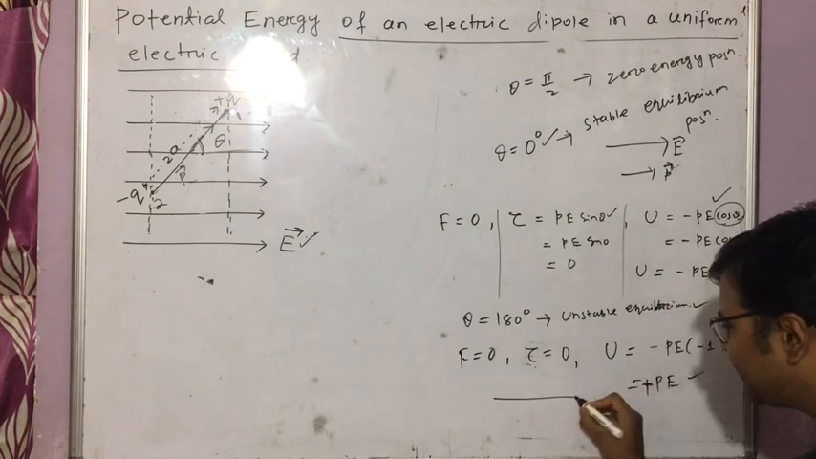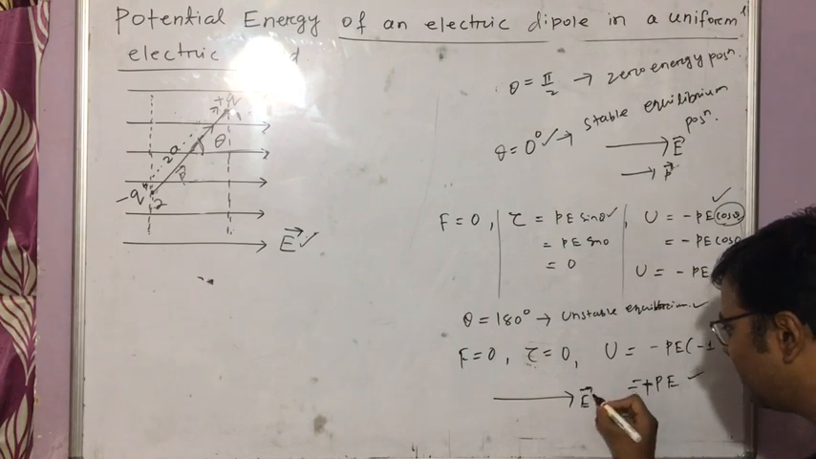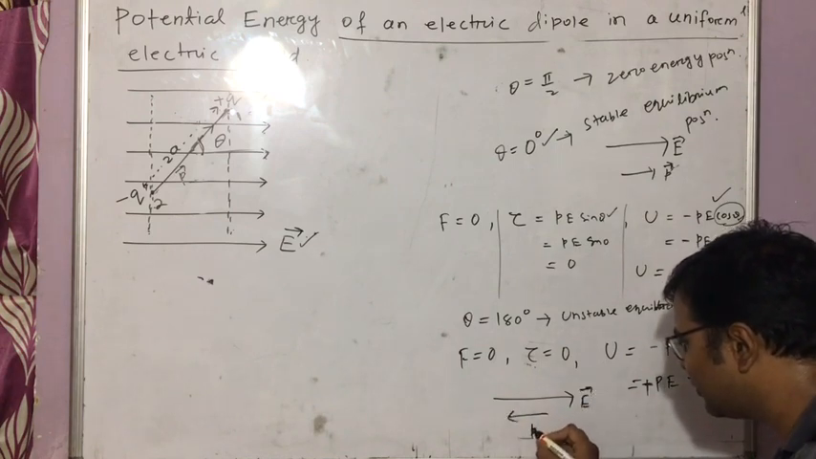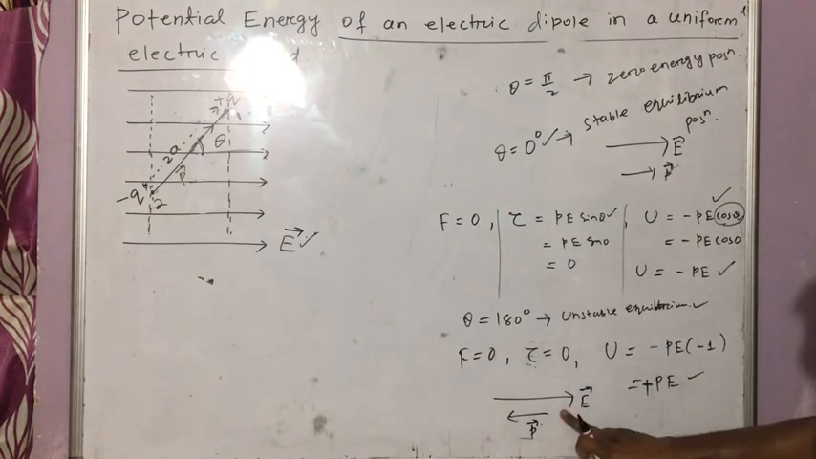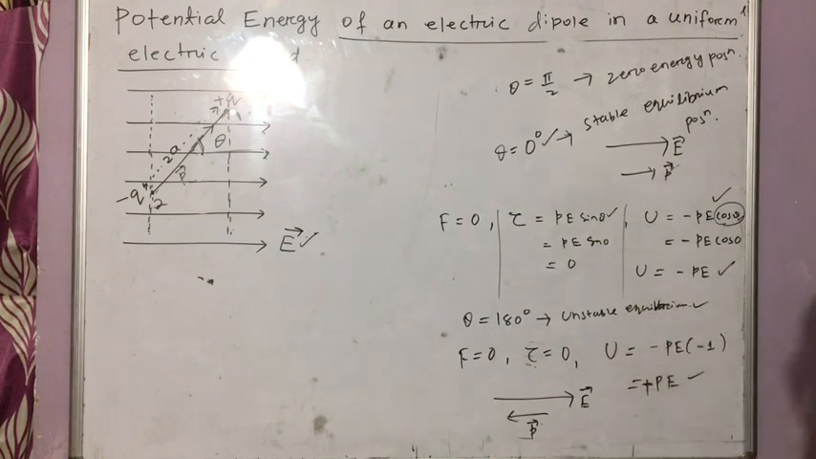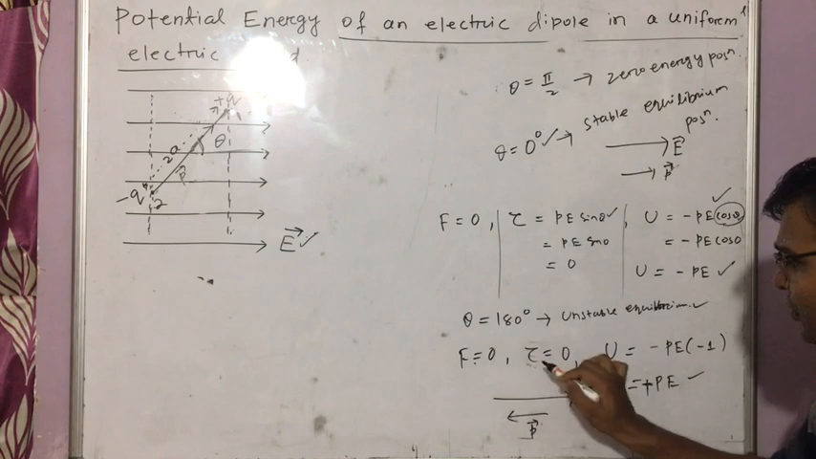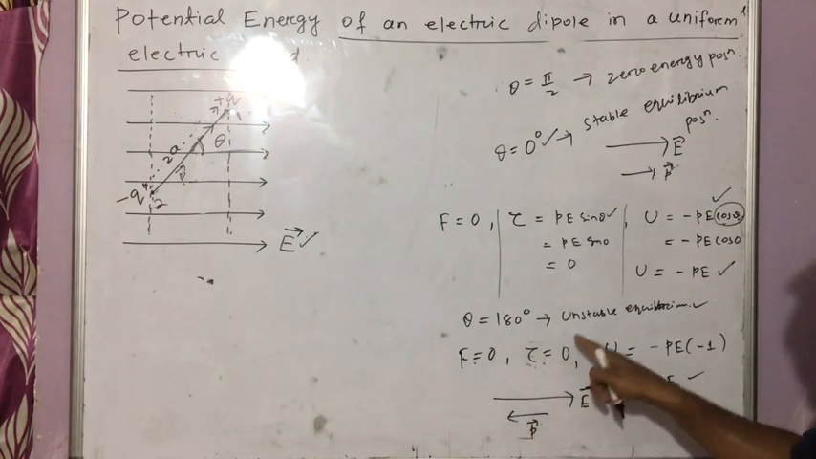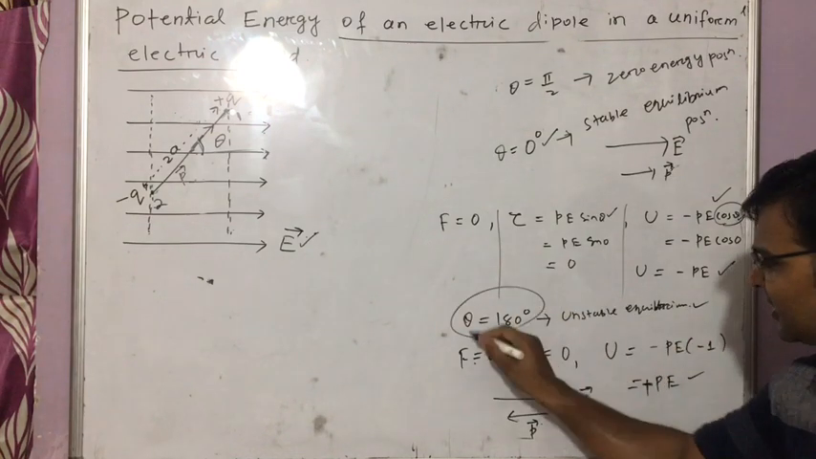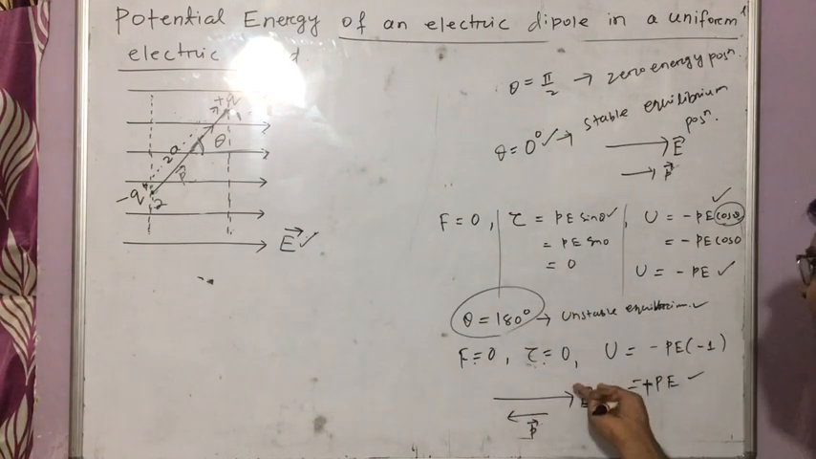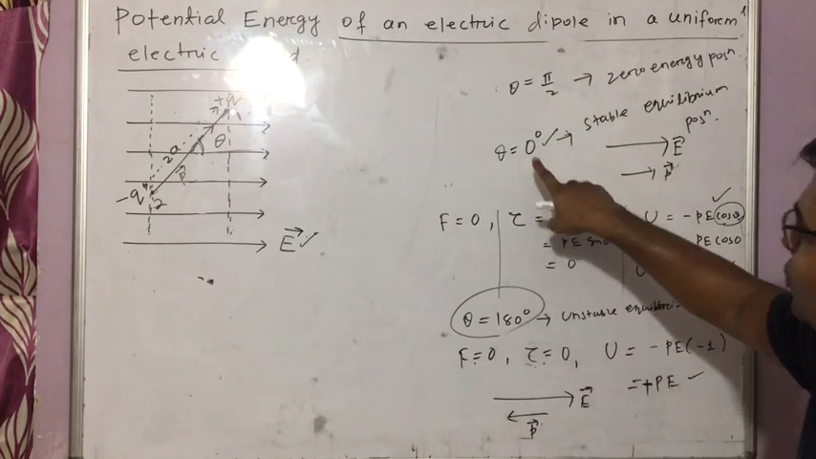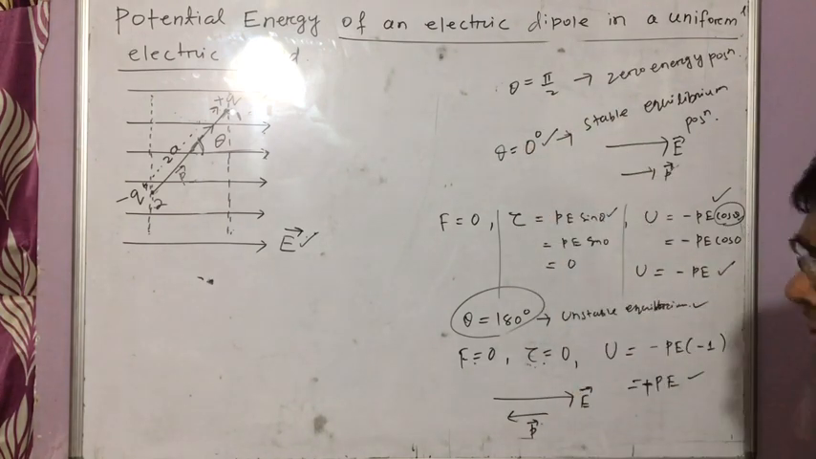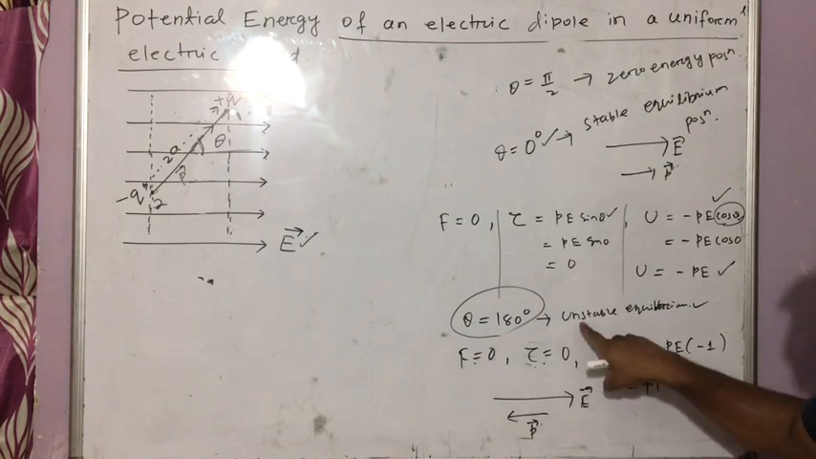See, suppose the electric field is in this direction and the dipole moment is in this direction. Suppose a dipole is placed making an angle of 180 degree in the unstable equilibrium position. At this position, force is 0, torque is 0. If you slightly disturb it, it won't come back to its original position, which is theta equal to 180. It will rotate and come to your stable equilibrium position. That's why this position is unstable.